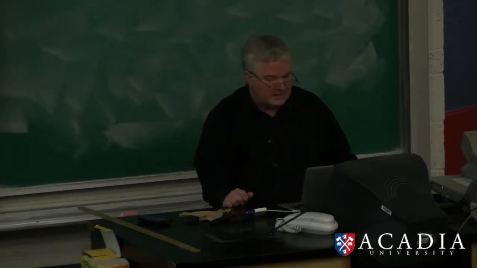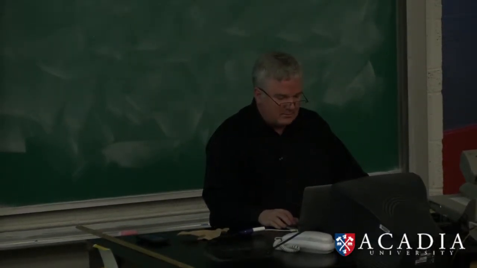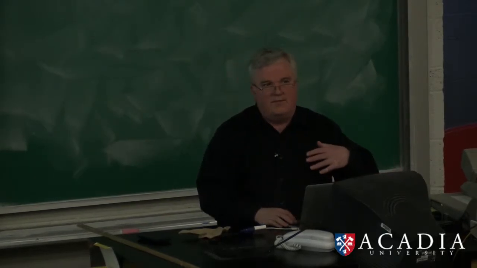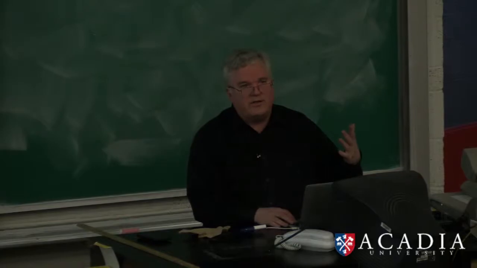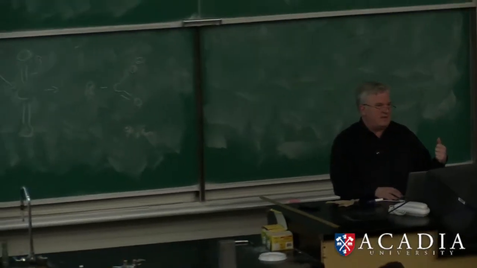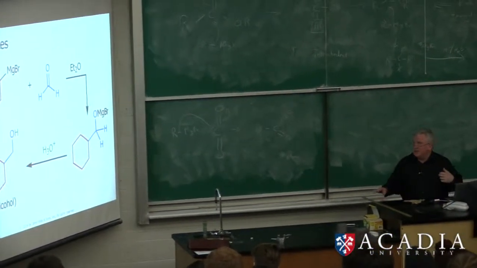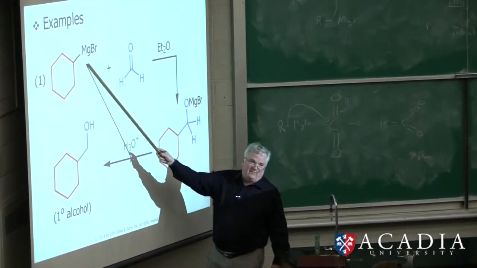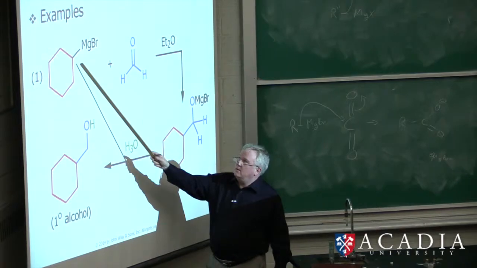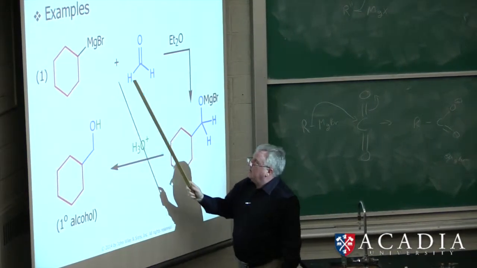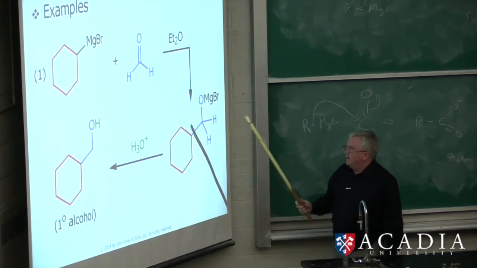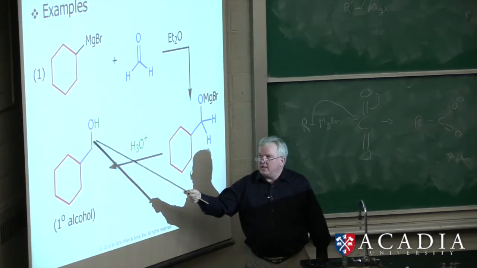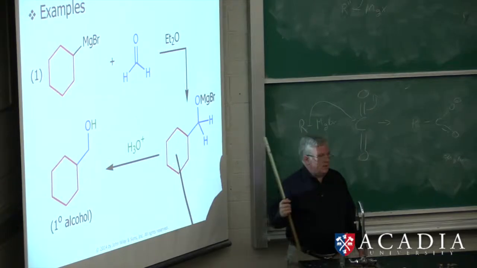Okay, that's a convenient place to end, I do believe. We have a couple of examples up here. They're all the same. We just now specifically have replaced our groups with something else. Here we have cyclohexyl magnesium bromide, which we would have made from the alkyl bromide. We react it with formaldehyde, and we work it up, and we end up getting a primary alcohol.